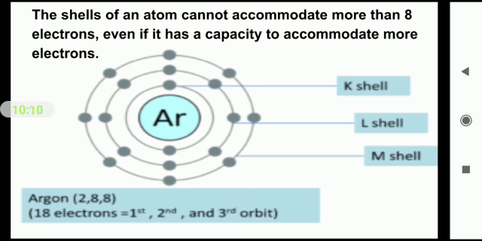Then the third rule is that the outermost shell of an atom cannot accommodate more than 8 electrons. Even if it has a capacity to accommodate more electrons, the presence of 8 electrons in the outermost shell of the noble gases makes the atom very stable.